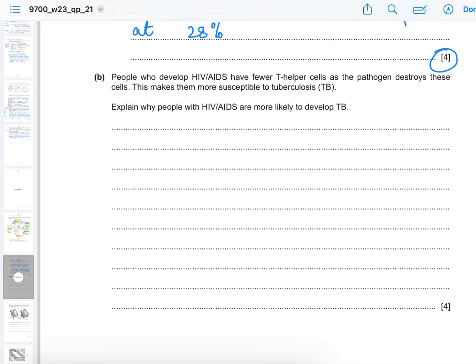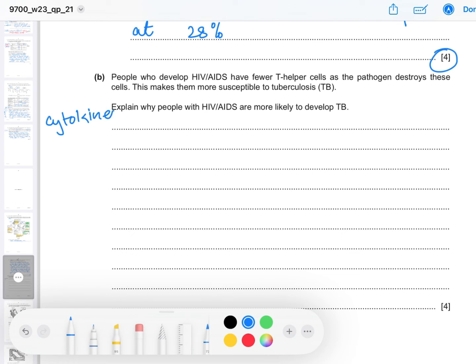Now, the function of helper T lymphocytes is to release cytokines. Cytokines will stimulate B lymphocytes to produce antibodies. Cytokines would stimulate B lymphocytes to produce antibody secreting plasma cells, and cytokines will also stimulate macrophages to increase the rate of phagocytosis.